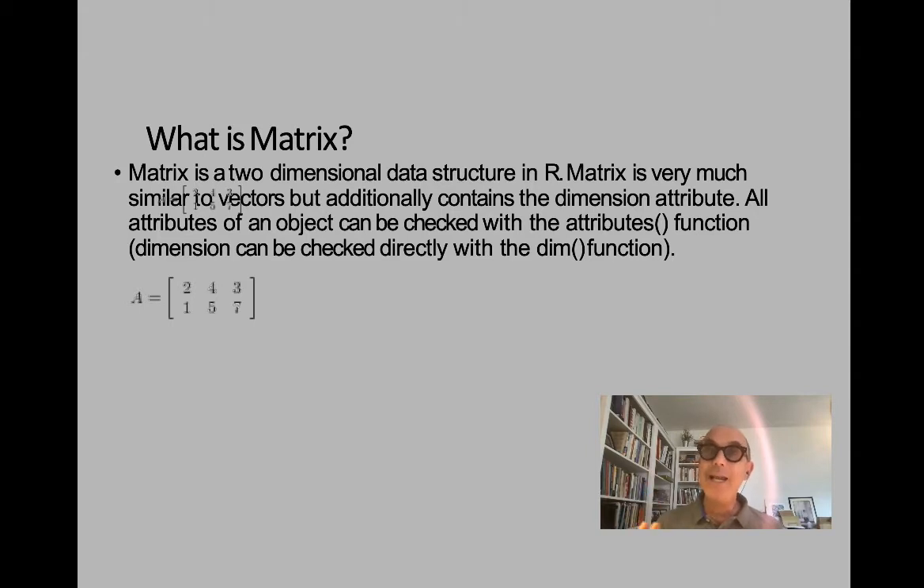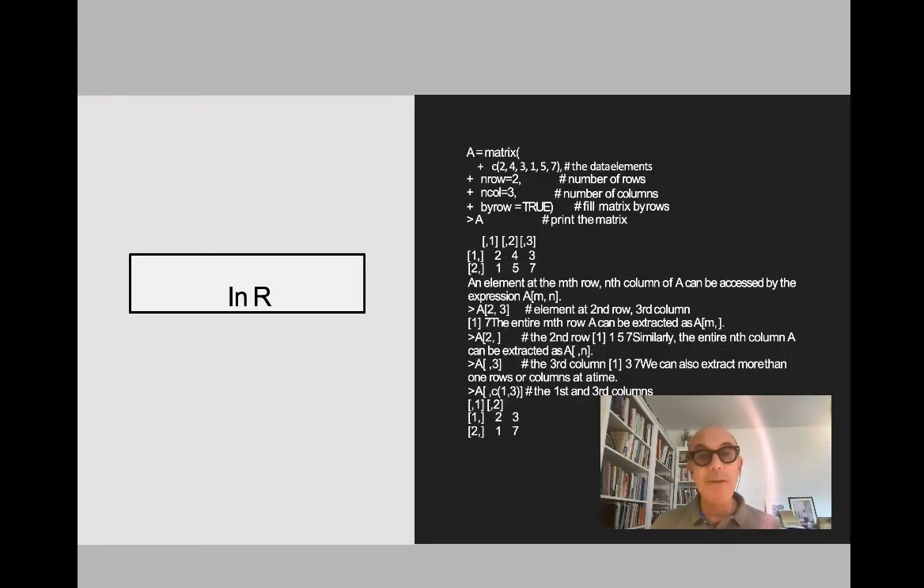The next data structure that is commonly used in R is the matrix. It is basically a two-dimensional data structure. So the matrix is very similar to a vector, but an additional container or dimension attribute is added. The attributes of an object can be checked with the attributes function.